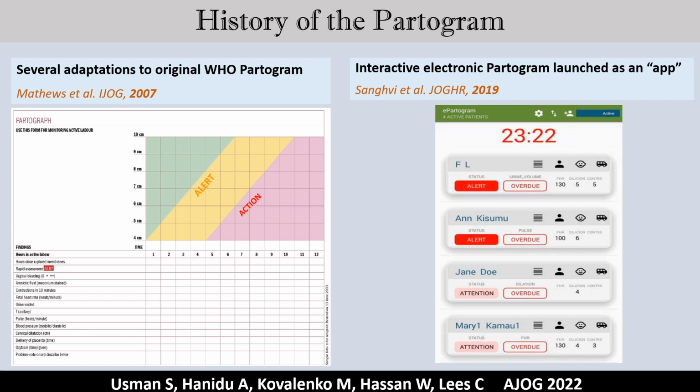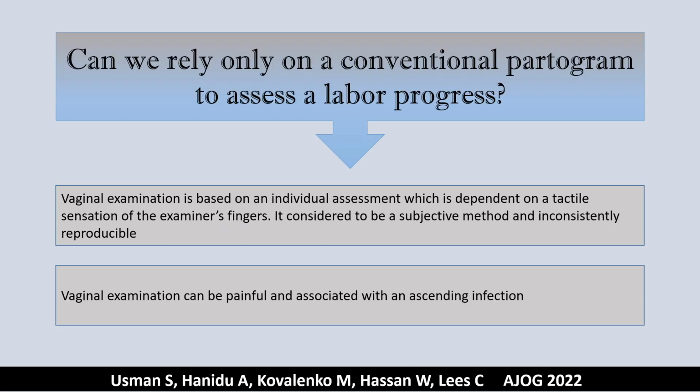An Android tablet-based application allows electronic input of labor progress, cervical dilatation, and fetal head descent. This application can store all labor patient data and reproduce them as graphical images. The question is, can we rely only on a conventional partogram to assess labor progress? Vaginal examination is based on an individual assessment that is dependent on the tactile sensation of the examiner's fingers. It is considered to be a subjective technique and inconsistently reproducible.